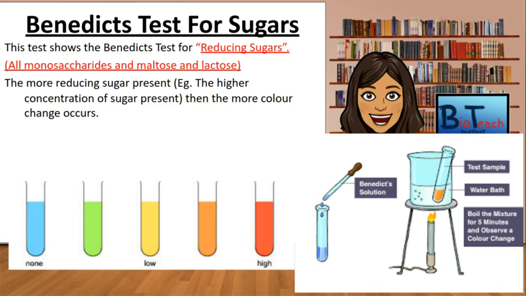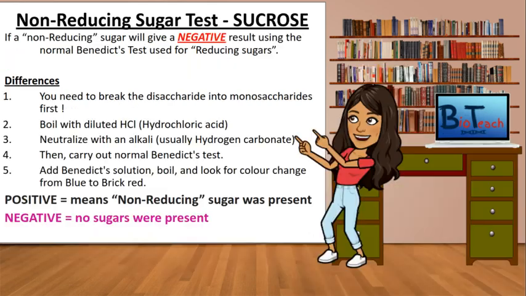If there is a reducing sugar present in the solution, the colour would go from blue to green to yellow to orange and finally to brick red. Brick red denotes there is a high concentration of reducing sugar present. If the colour remains the same as the copper sulfate solution or the Benedict's solution, so if it remains blue, it could mean that it's a negative result, that there is no sugar present, or it could mean that there is a non-reducing sugar present.